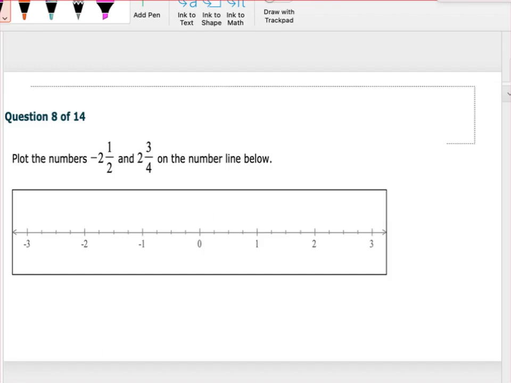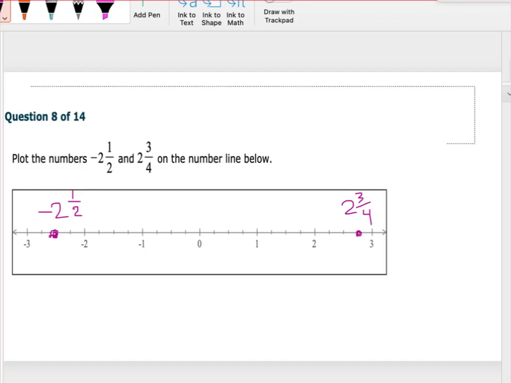Number 8. Plot the numbers -2.5 and 2 3/4 on the number line below. Okay, -2 is going to go in this direction, -1, -2, -2.5. So -2 1/2 is labeled there. And then +2 3/4, 1, 2 3/4 is right there. And there we have our 2 points labeled.